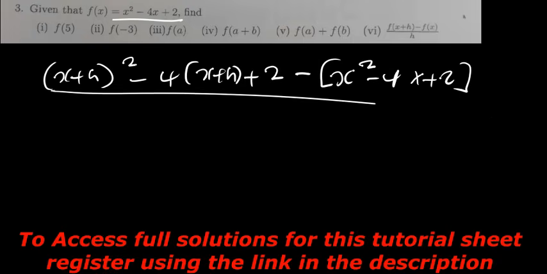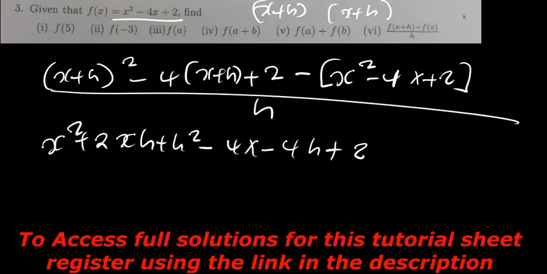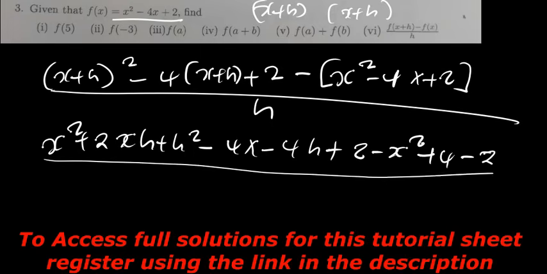I'll divide this by h. Now we expand this. If you expand that one, you should be able to get x squared plus 2xh plus h squared. Then this is going to be minus 4x minus 4h plus 2. Now let's distribute the negative. So it will be negative x squared minus, minus what? Minus 4x, and it's going to be plus now, negative and negative plus 4x. Okay, then minus 2. Like that. Everything divided by h.